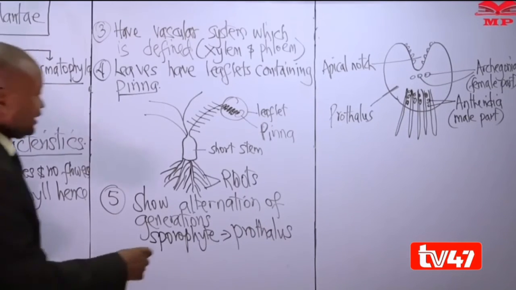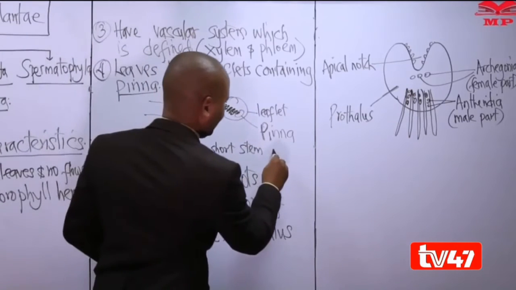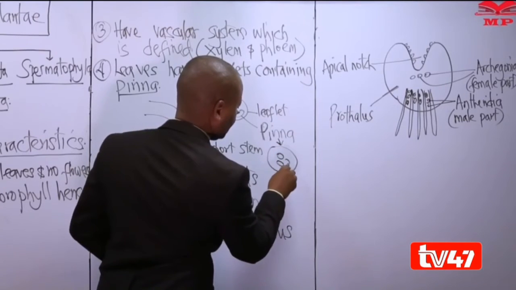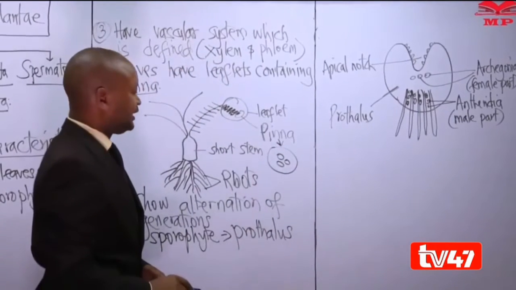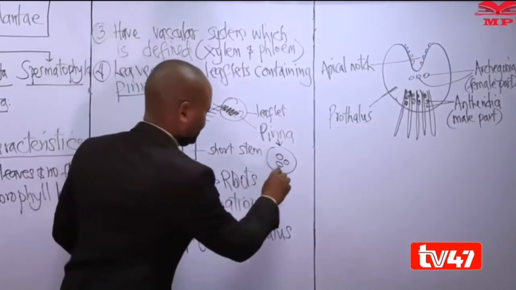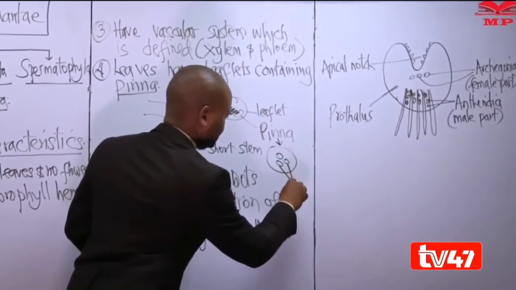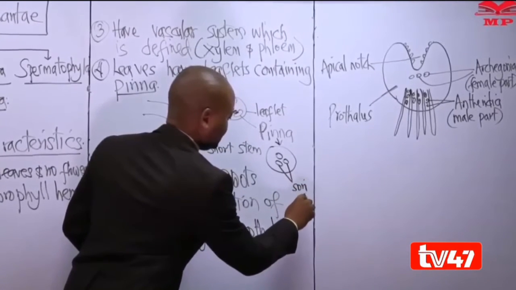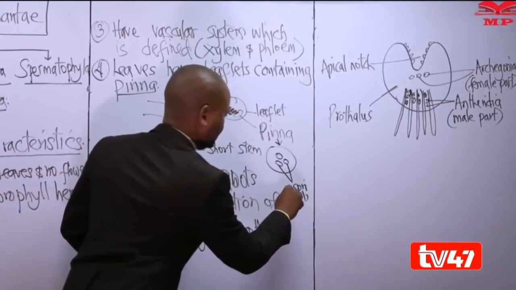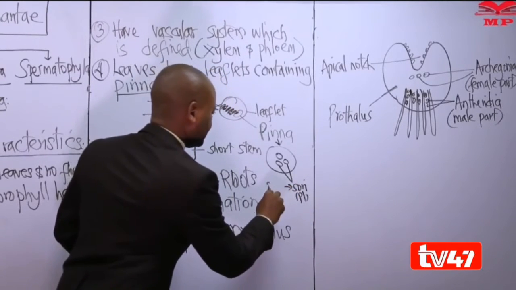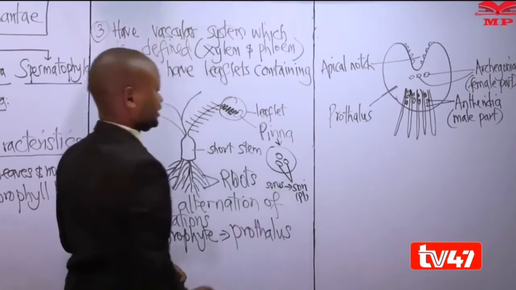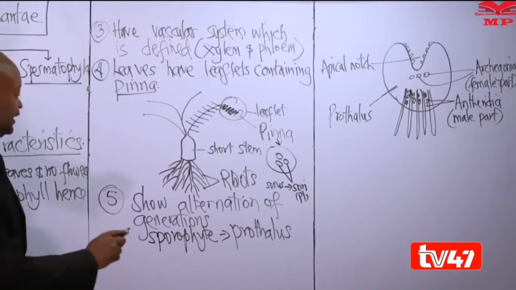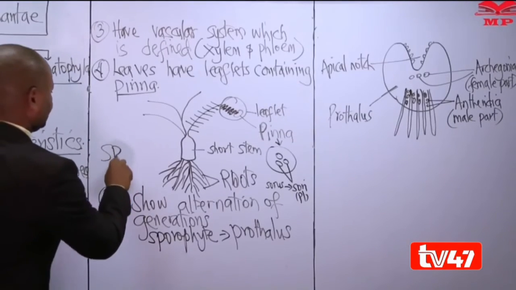If you look at this diagram, under the pinna, we have round structures. Under the pinna, we have small structures, and these structures, plural, are known as the sori. So this is sori. That is plural. And if it's singular, it's known as the sorus. It is the sorus that has the spores. So from the word spores, this one forms the sporophyte.